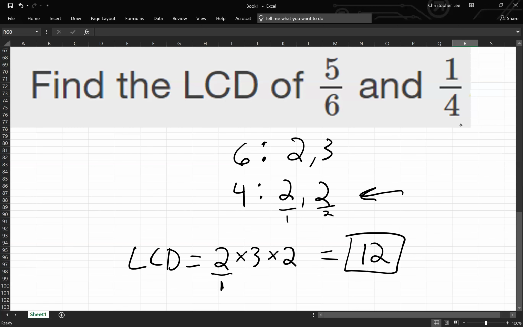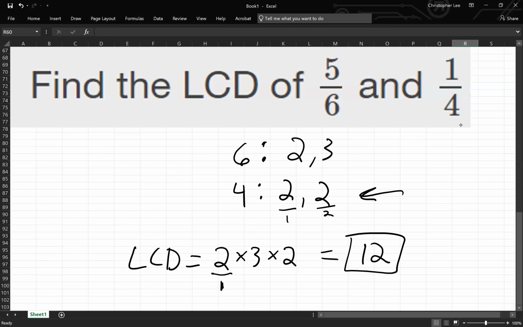Another way to do it in your head, I'm not really a fan of head work, but another way to do it in your head: you know that, for example, 4 can't go into 6, right? So then double the 6, 12. Can 4 go into 12? Yes, then that's it. That's another way you could do it.